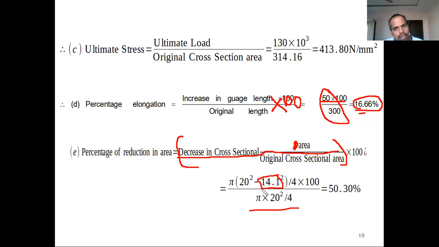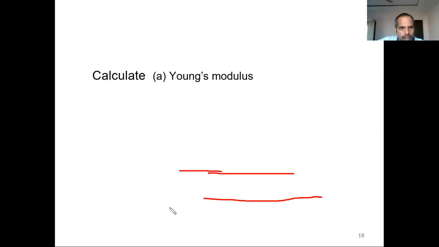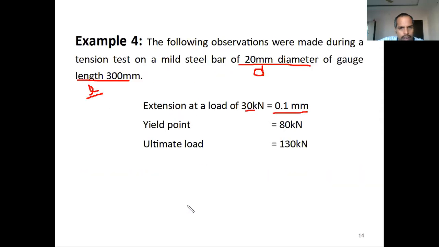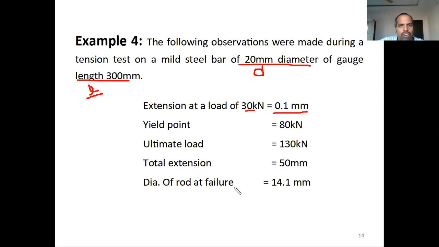Here he has said that it is reduced to 14.1, not reduced by. Be careful about "to" and "by"; by changing just one word, the meaning changes entirely. Let us see what the data is. Diameter at failure is given, which means the final diameter is reduced to 14.1. Initially the diameter is 20 and it is reduced to 14.1 mm, not reduced by.